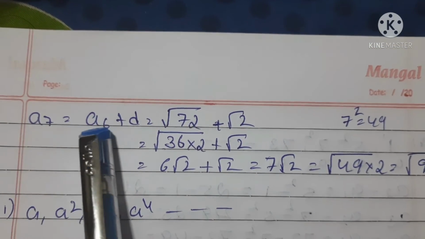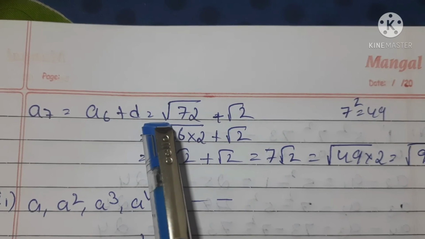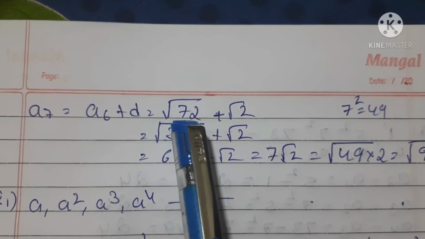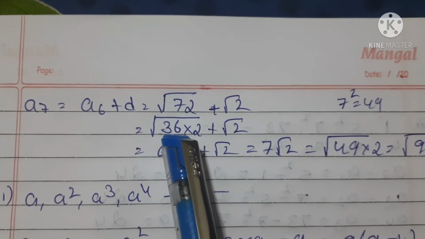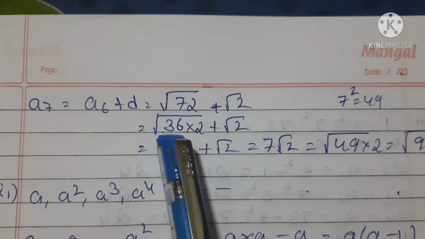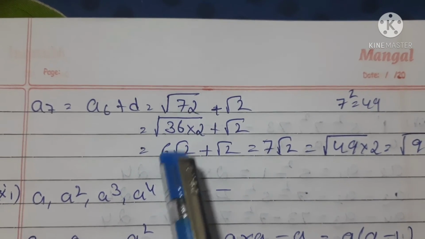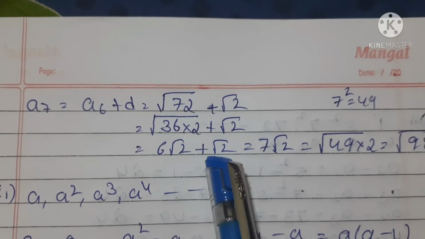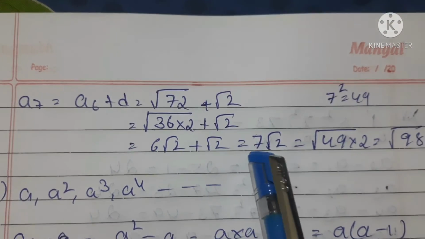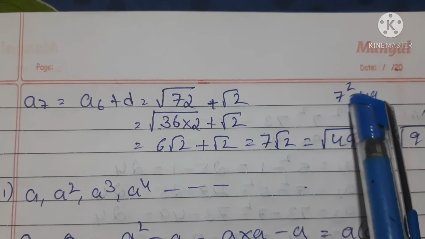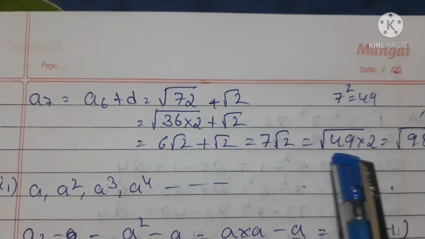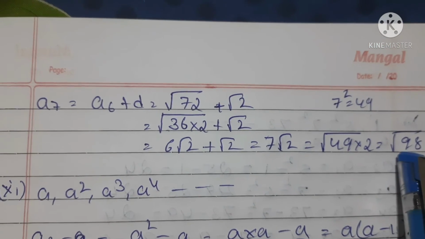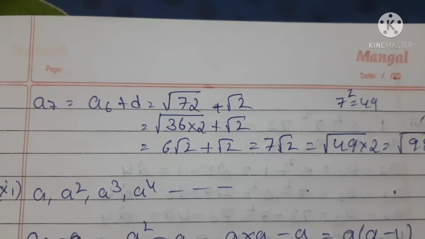Now A7 is equal to A6 plus D. A6 value square root of 72 plus D value root 2. This 72 we can write as 36 into 2. Now square root of 36 value is 6, so 6 root 2 plus root 2, that is 7 root 2. Here 7 square is 49. Square root of 49 into 2. 49 times 2 is square root of 98.